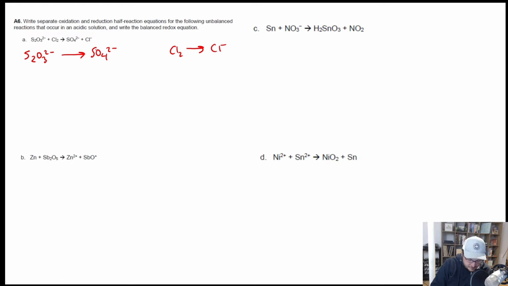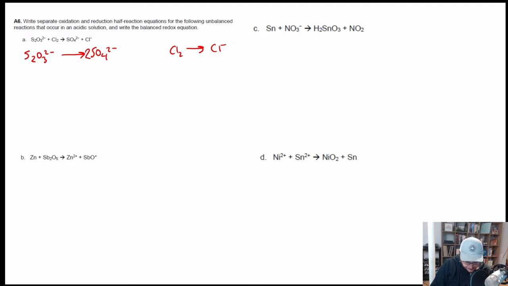So the first thing that we want to do is make sure that we balance out the non-hydrogen and non-oxygen atoms. On the left, that's going to be the sulfurs. We have two sulfurs on the left and only one on the right. So all I have to do is throw a 2 in front of the sulfate. That balances that part out.